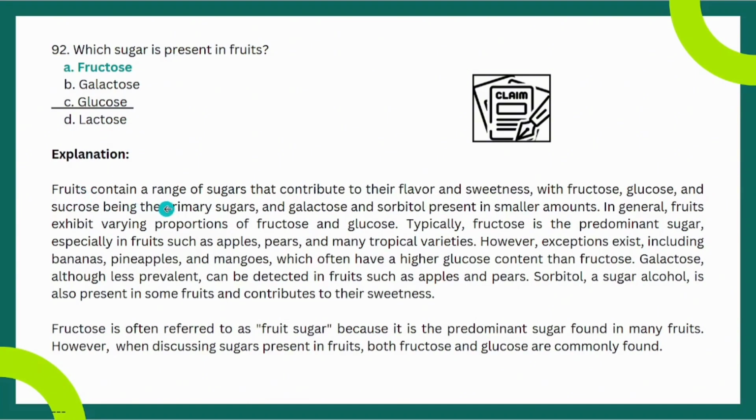See the explanation. Fruits contain a range of sugars that contribute to their flavor and sweetness, with fructose, glucose, and sucrose being the primary sugars, and galactose and sorbitol present in smaller amounts. In general, fruits exhibit varying proportions of fructose and glucose. Typically, fructose is a predominant sugar, especially in fruits such as apples, pears, and many other tropical varieties. However, there is an exception. For example, bananas, pineapple, and mangoes often have a higher glucose content than fructose.